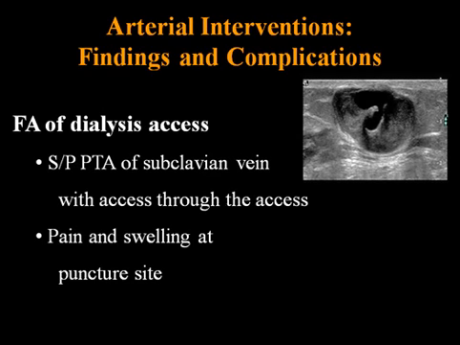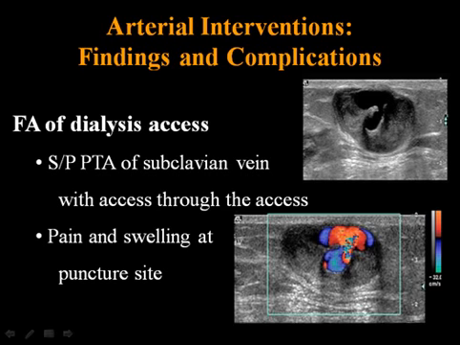False aneurysms are not uncommon in patients with dialysis access. This is a patient who in fact had a percutaneous transluminal angioplasty of a subclavian vein with access through the dialysis access itself. The patient presented with pain and swelling at the puncture site. This is the duplex image, 2D without color, and you really can't appreciate it, but what you're seeing here is the dialysis access itself with this large surrounding fluid-filled mass. When you turn the color on, you can see that some thrombus has formed within the sac itself. Again, this is the dialysis access, and you can see that there's color flow still.